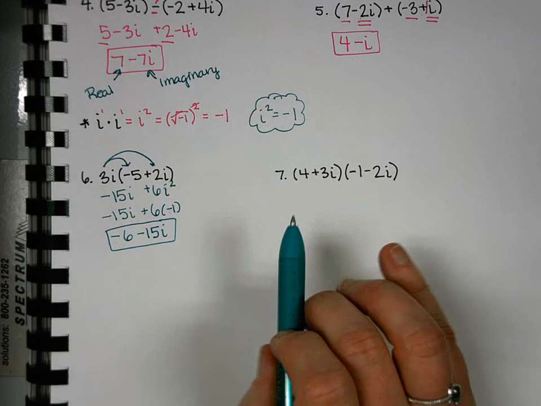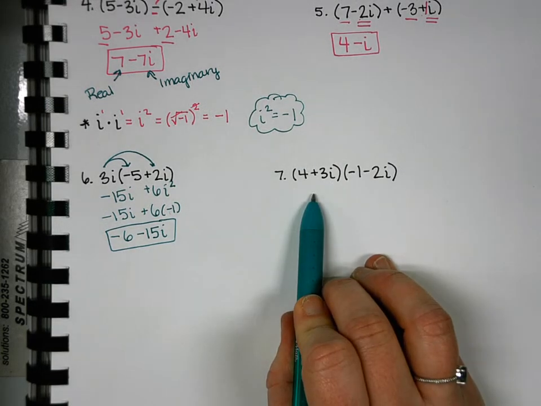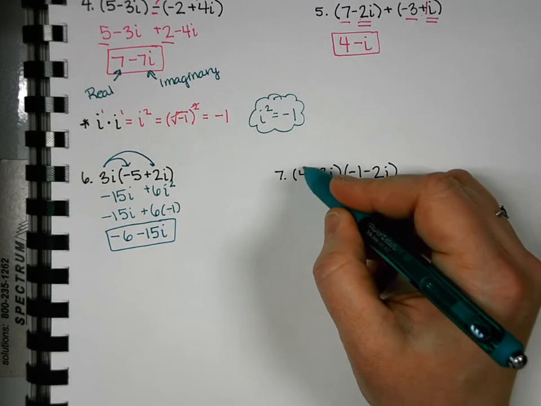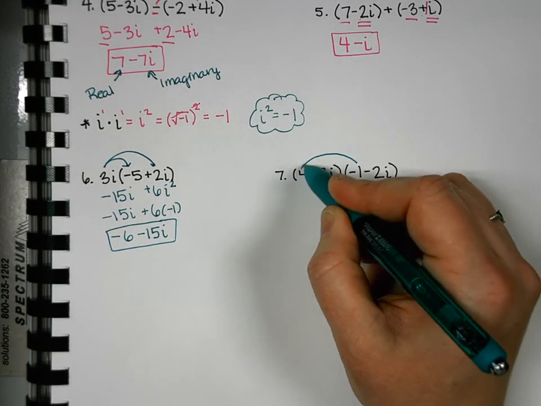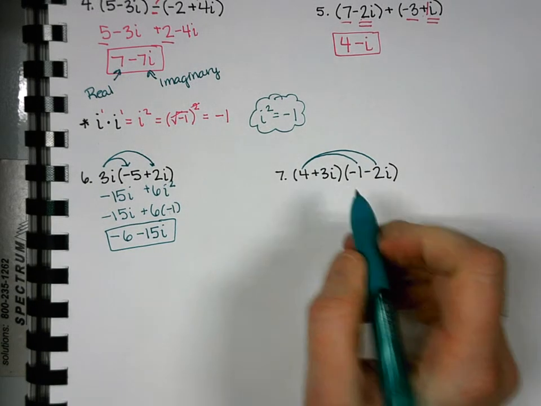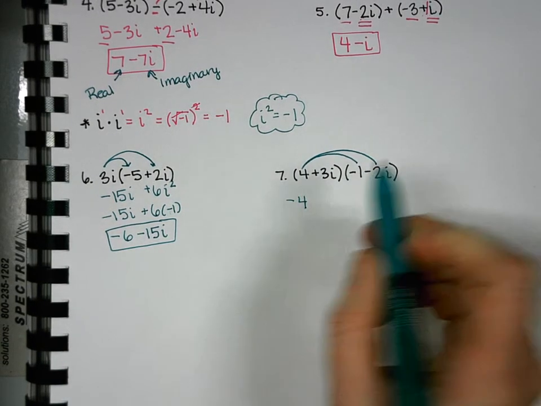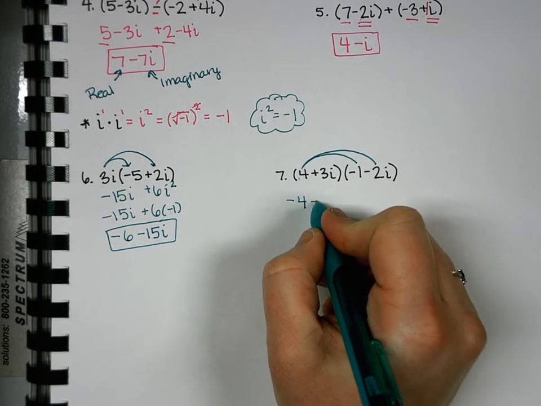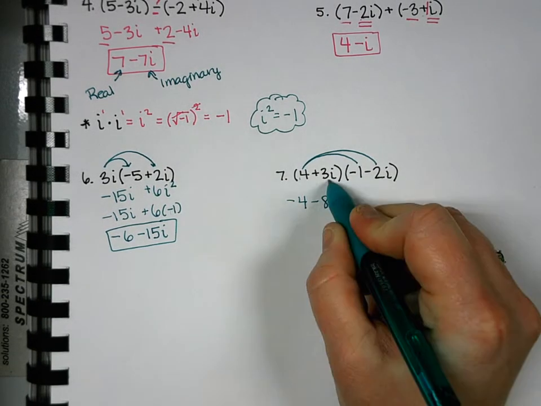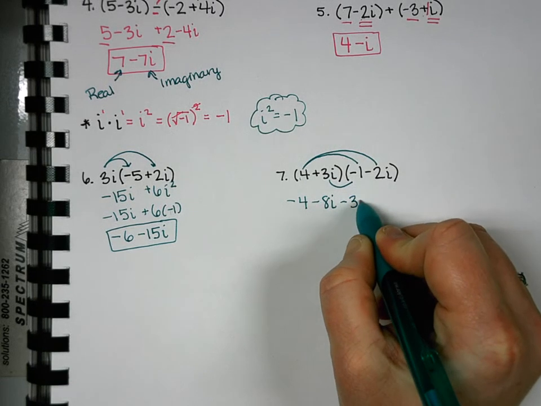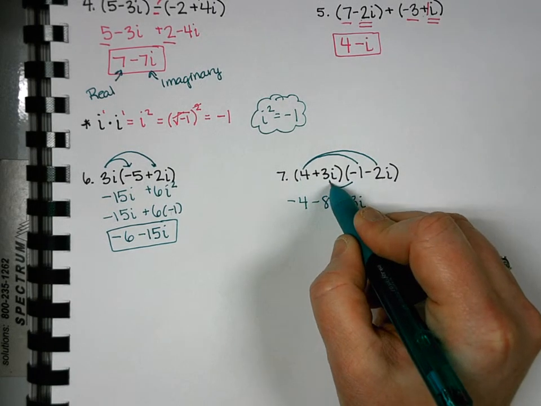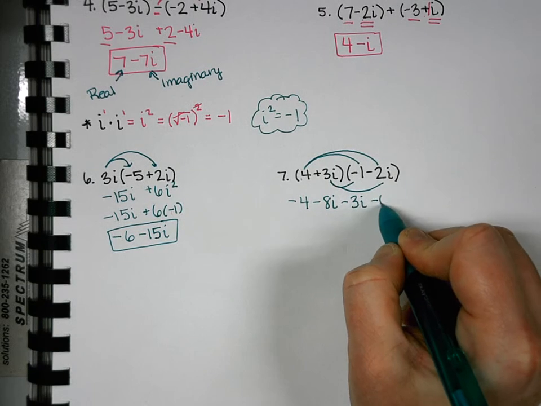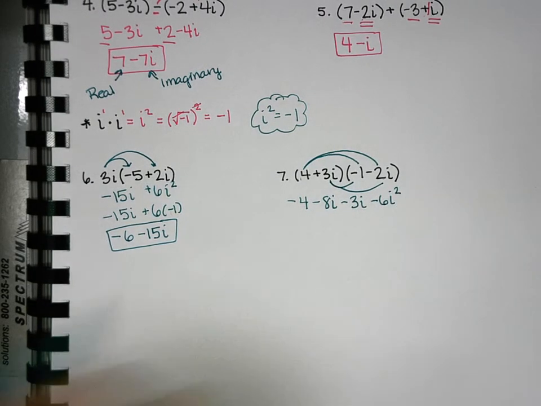Okay, so what about 7? We've got to double distribute. So 4 times -1 is -4. 4 times -2i is -8i. 3i times -1 is -3i. Okay, I'm sorry, can you slow down a little bit? I'm still writing the problem down. Stop talking so much and just write.